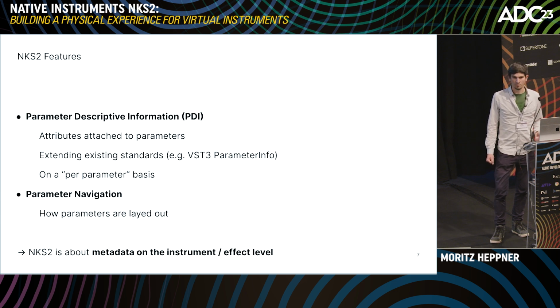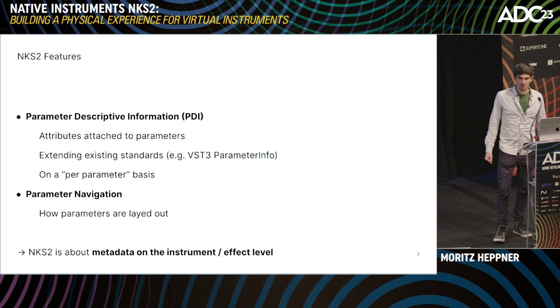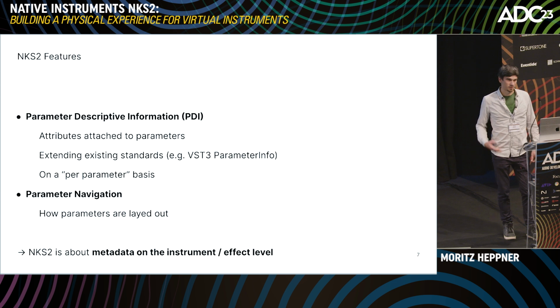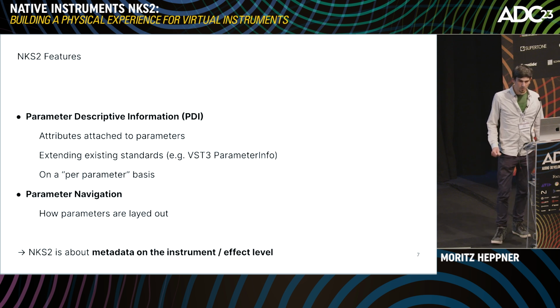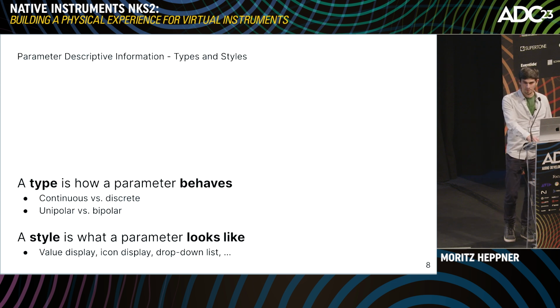And the good news is we are also looking at this data to define parameter semantics for Control Mark III, but parameter descriptive information allows you to take this a little further, and you can apply these enhancements on a per parameter basis. And parameter navigation is all about how parameters are laid out on Control Mark III, and there we see a major UX overhaul compared to parameter layouts defined in NKS1. So in a nutshell, on a technical level, NKS2 is all about metadata on the instrument/effect level. That means the data actually lives in your instrument or effect and not, for example, in a preset file.